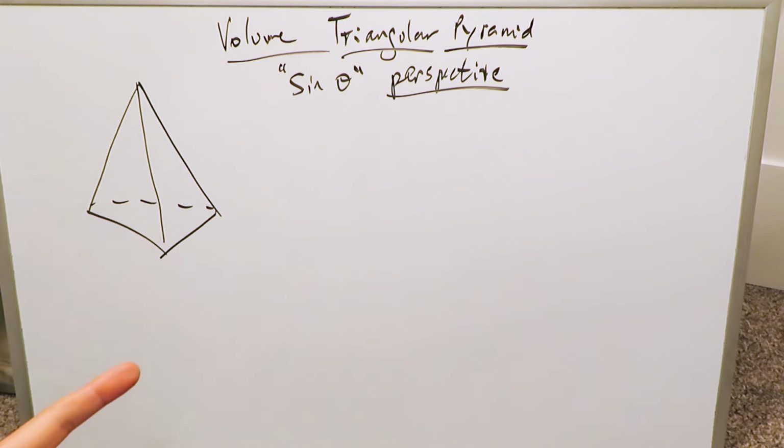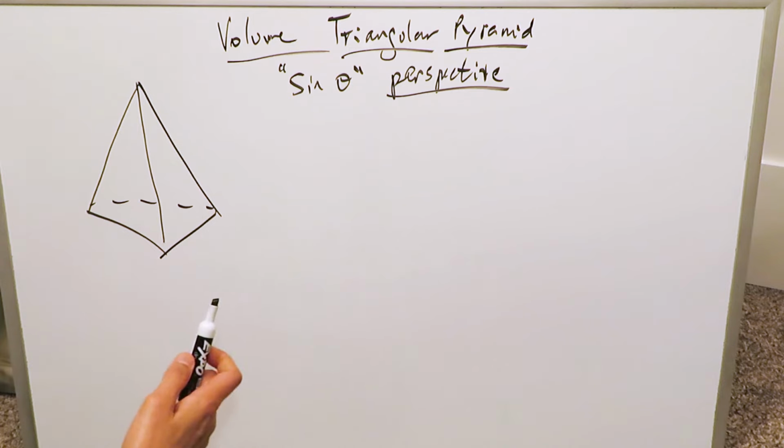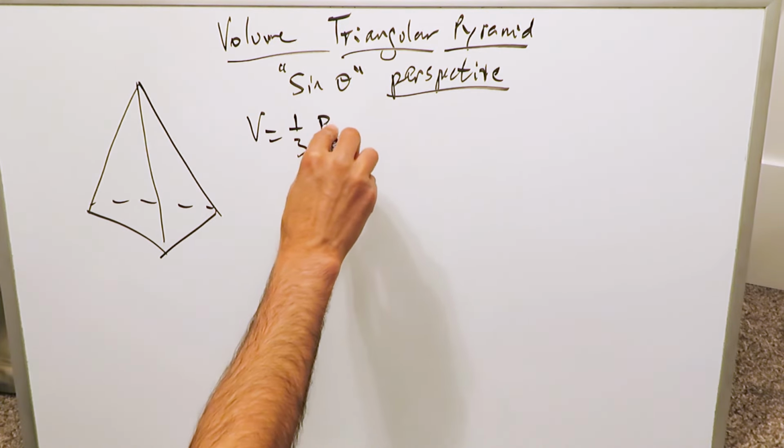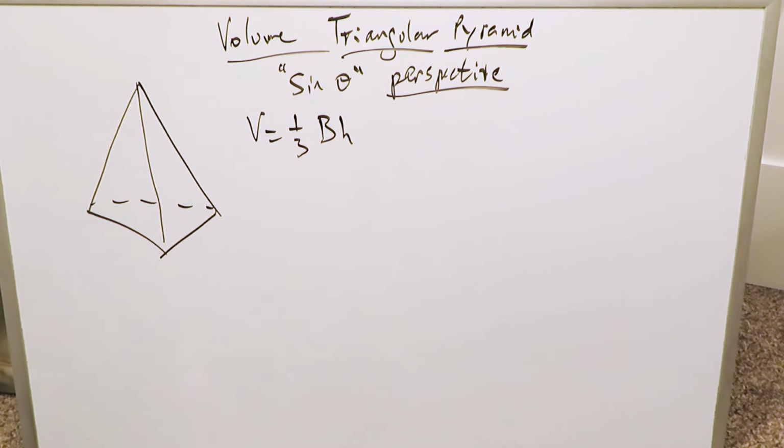I'm showing you here a unique derivation perspective for a volume of a regular triangular pyramid. I've presented this subject before, but here we're doing a unique sine theta perspective. In the previous videos with regards to the regular triangular pyramid volume, I've shown you something like this. Volume is equal to 1 over 3 base times height, where that B is a capital.